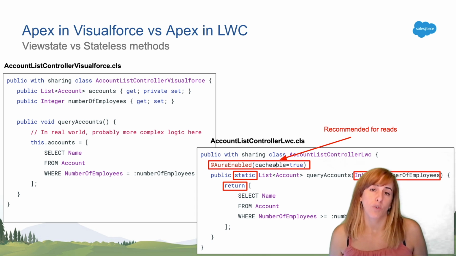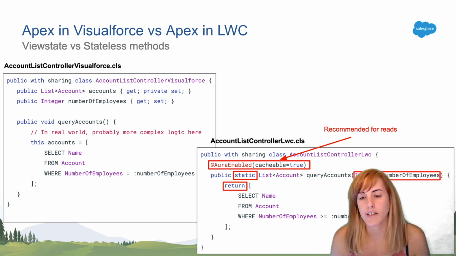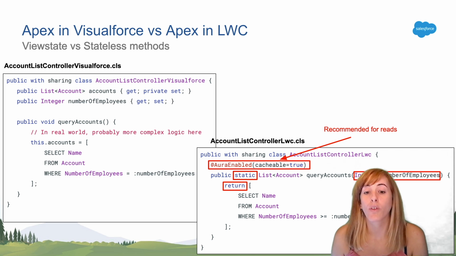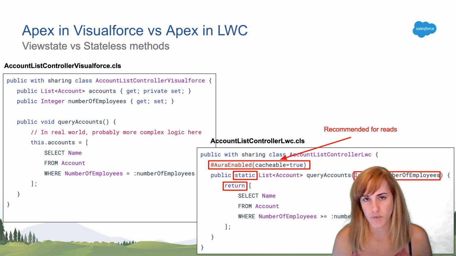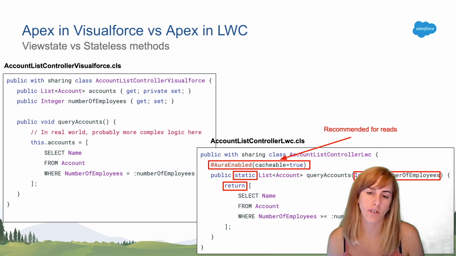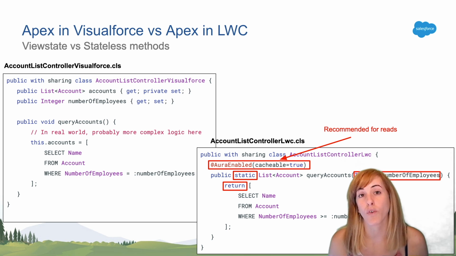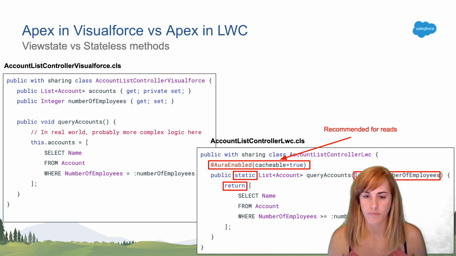This is interesting when you are going to do read operations. Indeed, if you mark a method as cacheable, DML operations are not going to be allowed within the component. So it's only for read operations. But for read operations, it's super interesting because it's going to improve the performance of your components a lot.